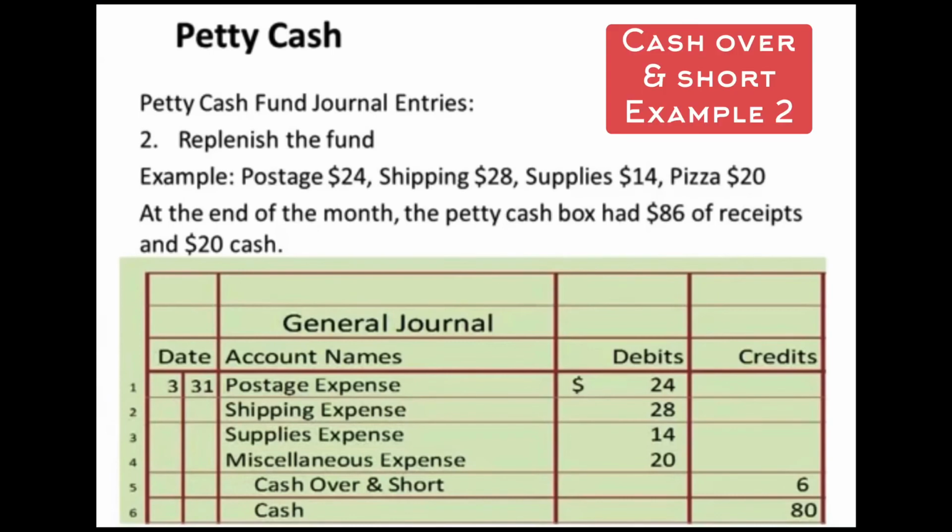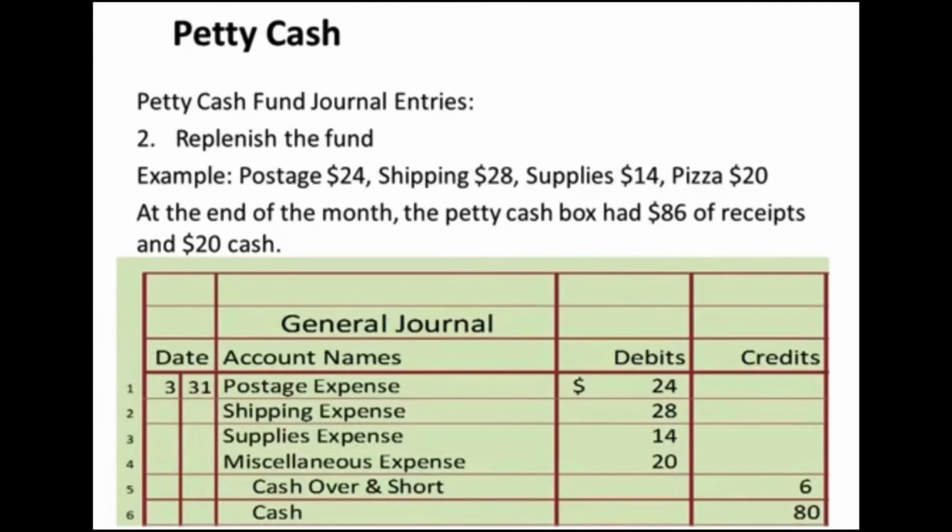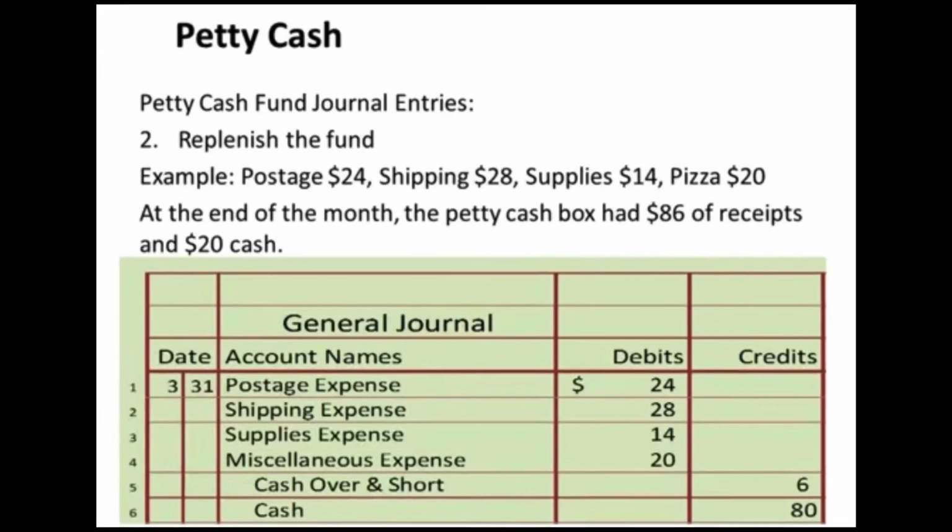Finally, let's look at the example one last time, but this time let's assume we have $20 of petty cash on hand. We only need $80 in cash to bring the fund back to $100. In order to do this, we need to make a journal entry and write the check to ourselves. In this example, again, we debit all the expenses as usual, and we credit cash for $80. Of course, 86 does not equal $80. Therefore, we need to credit cash over and short for $6 to make the journal entry balance. Once we cash the $80 check, our fund will be back to $100.